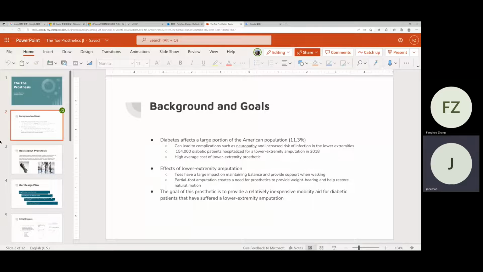The toes have a large impact on maintaining balance, and they provide support when walking. And so partial foot or toe amputation creates a need for prosthetics in order to provide the weight bearing and help restore natural motion required for walking and things like that. And so the goal of this prosthetic is to provide a relatively inexpensive mobility aid for diabetic patients that have suffered a lower extremity amputation.